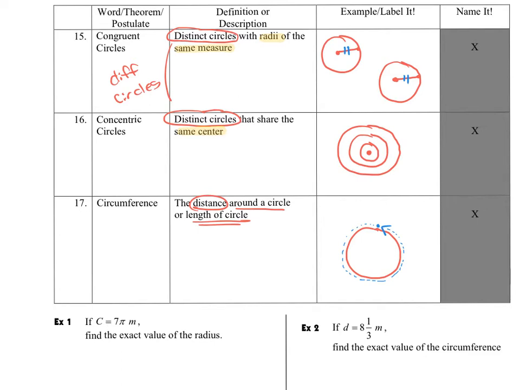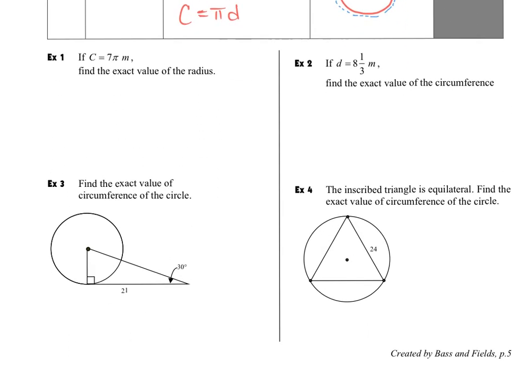Now I know you guys have done the circumference formula before, and it can be written two different ways. Circumference can be written as 2 pi r, or we can write it as pi times diameter. Both of those are going to be useful, and we want to get comfortable bouncing back and forth between the two. So let's jump into a couple examples.